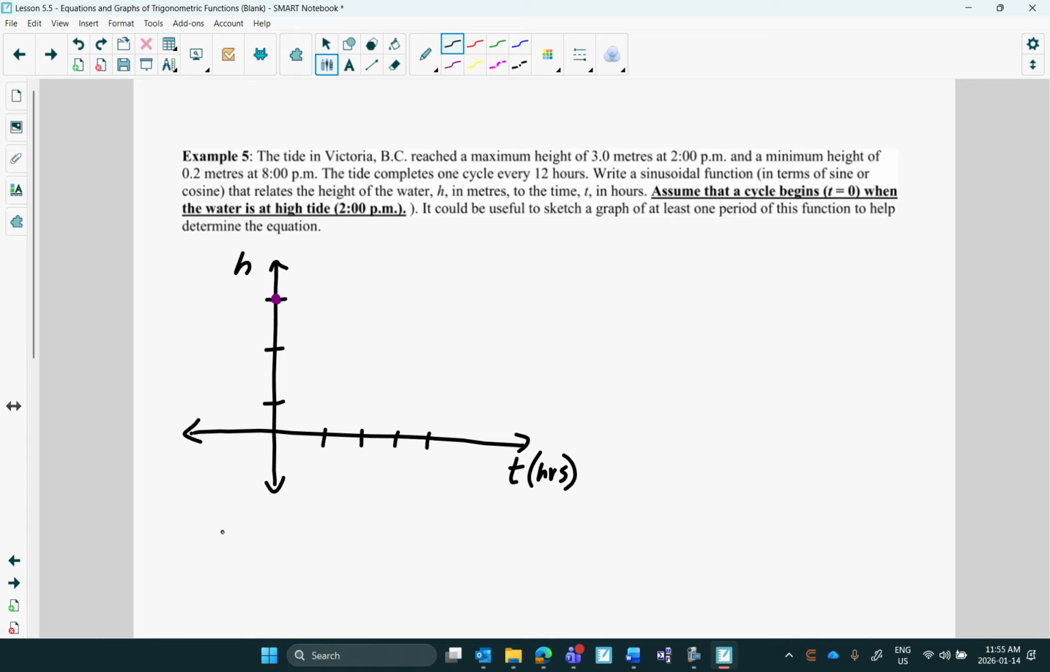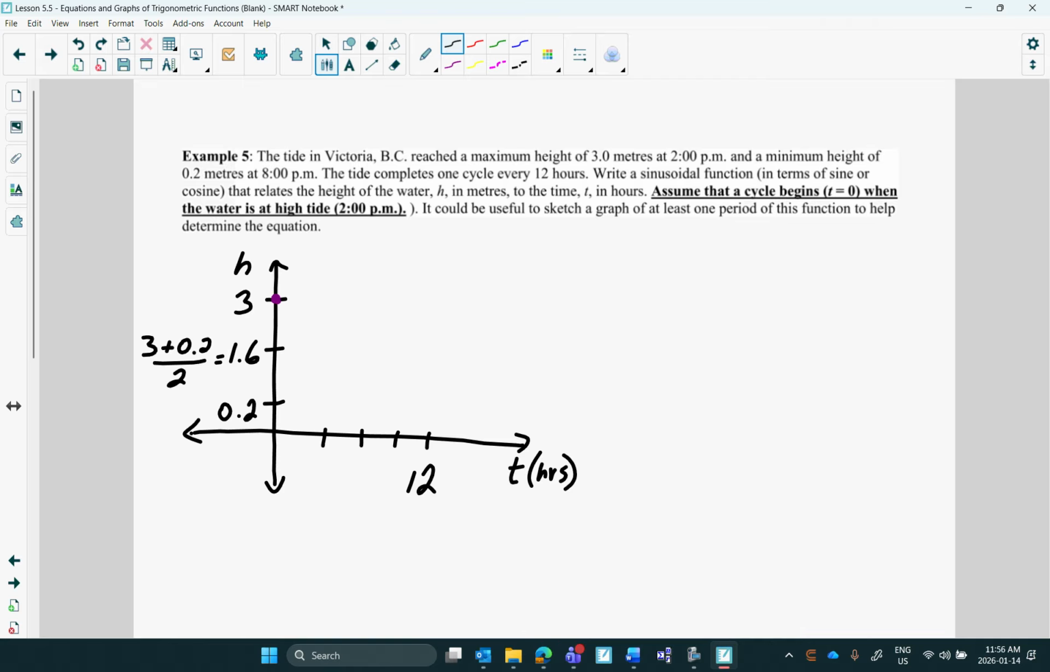What are my 3 values? Where does 3 go? 3 is at the top. 0.2 is at the bottom. And then 3 plus 0.2 divided by 2 will be in the middle. 3.2 divided by 2. What's my 4th notch? 12. Because it completes a cycle. Remember, time is in hours here. Completes a cycle after 12.